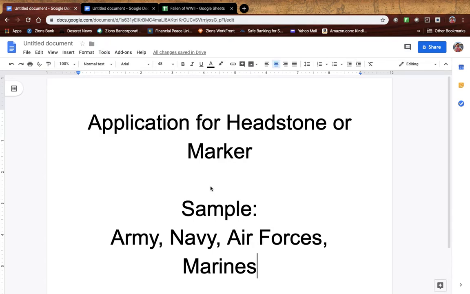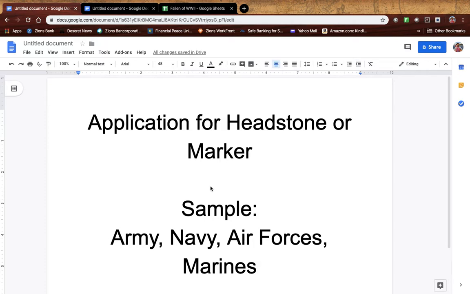I'm making a screen share of an application for a headstone or marker. This is one of the most useful forms you will look at when you're doing research for the fallen. There's a lot of information that's been compiled on this form that makes it easier to do the rest of your research. So the application for headstone or marker was something that family members filled out after the war.